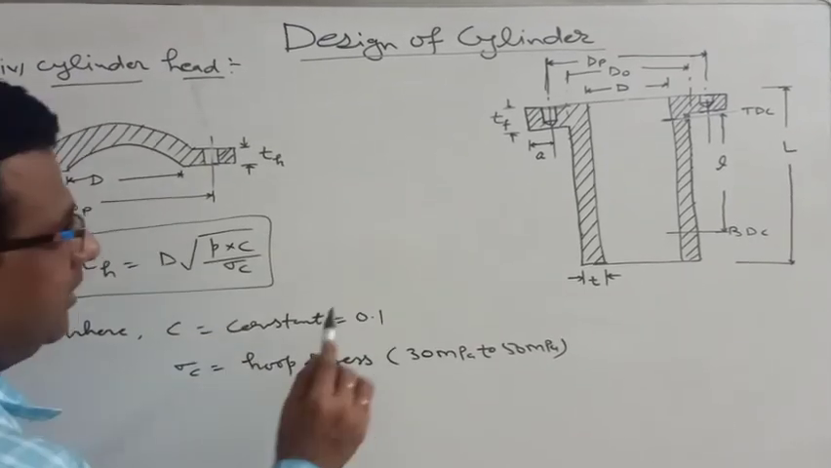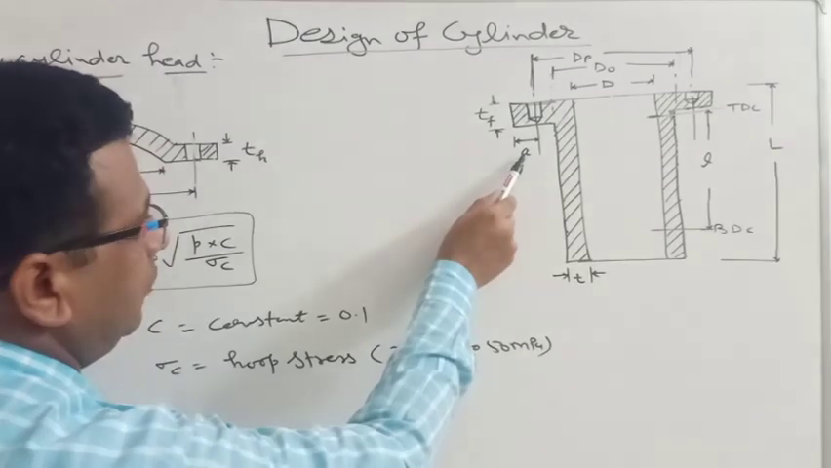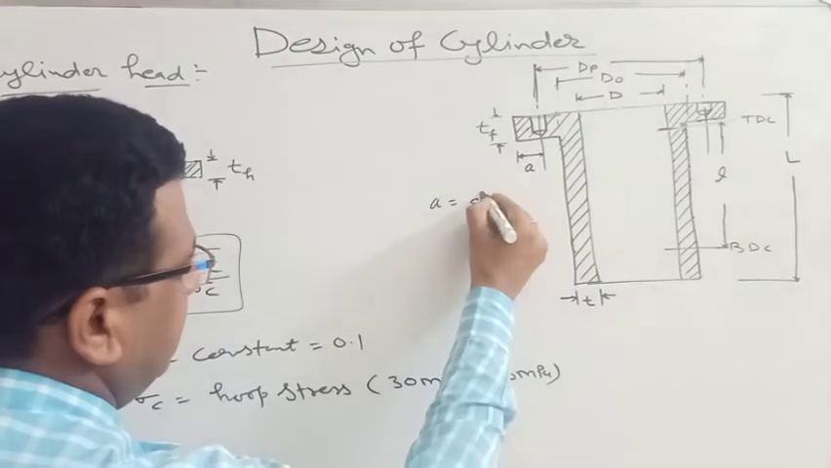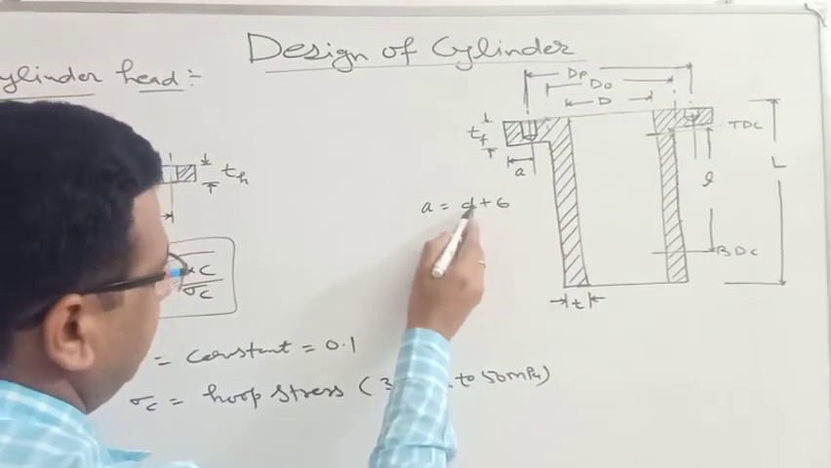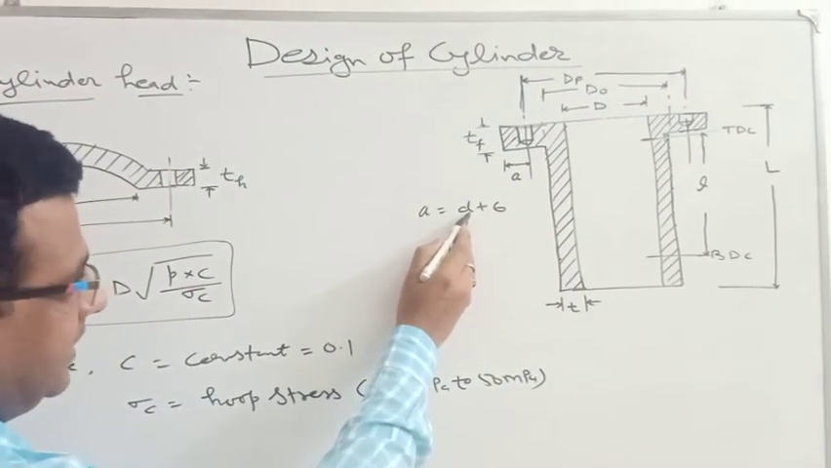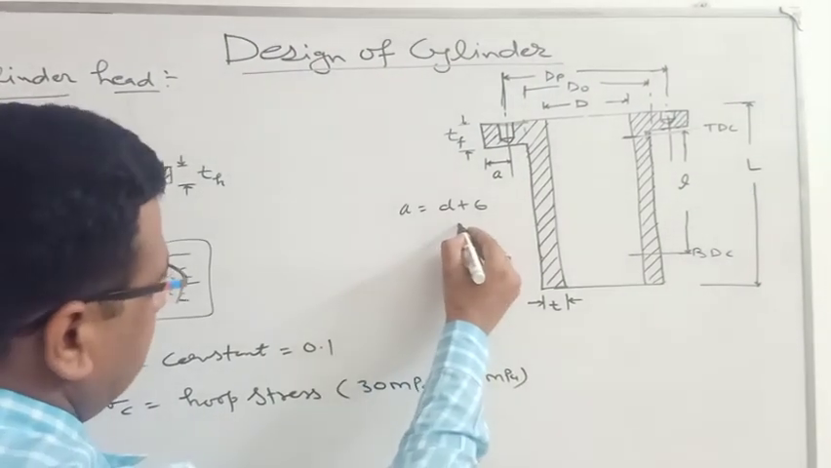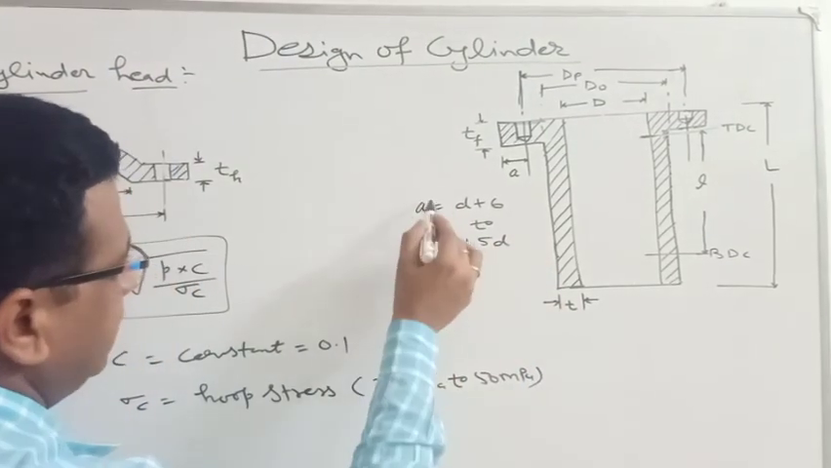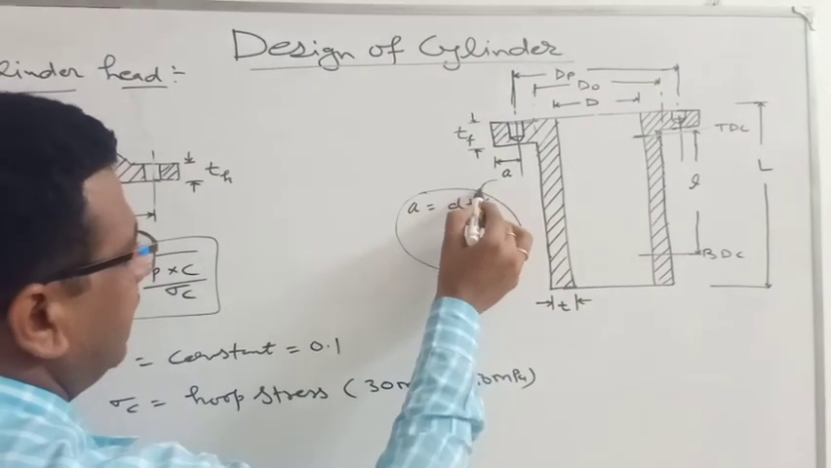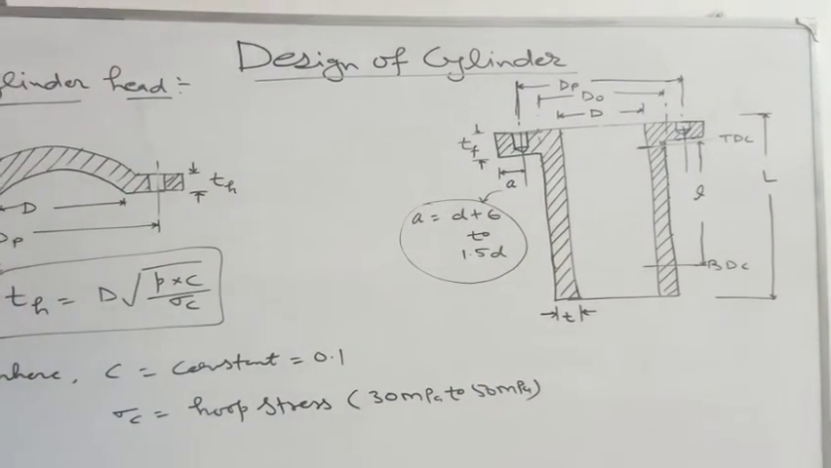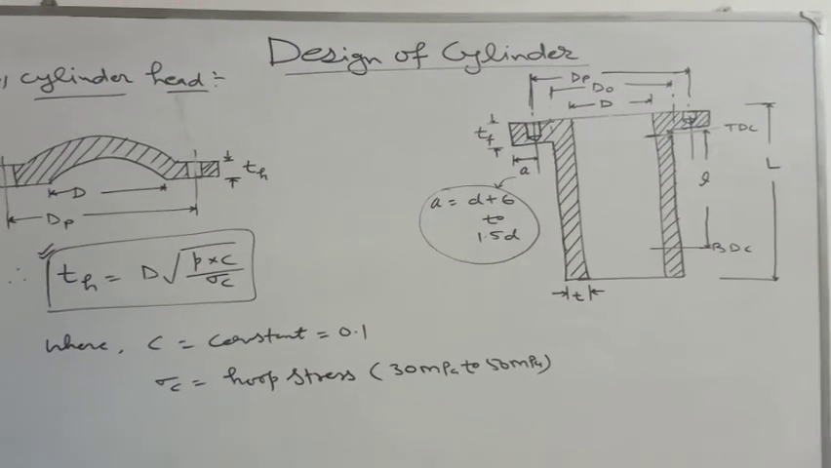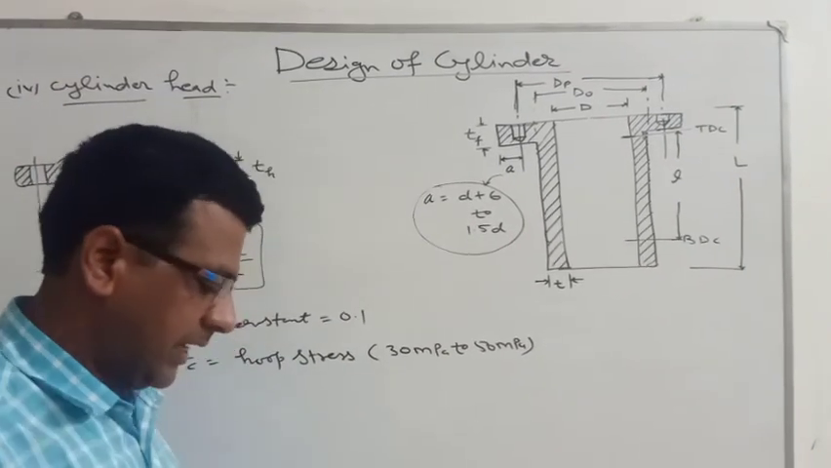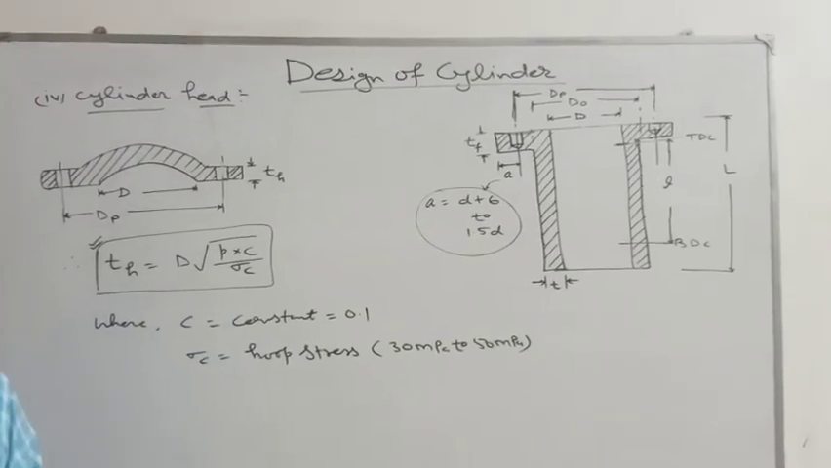Another designing parameter is the value of a, and empirically this a is given as small d plus 6, and we know that small d is the major diameter of the threads, but up to a maximum value of 1.5 of d. This distance a is limited. So friends, we have calculated all the parameters required for this cylinder, and this cylinder is for our internal combustion engine. Thank you.